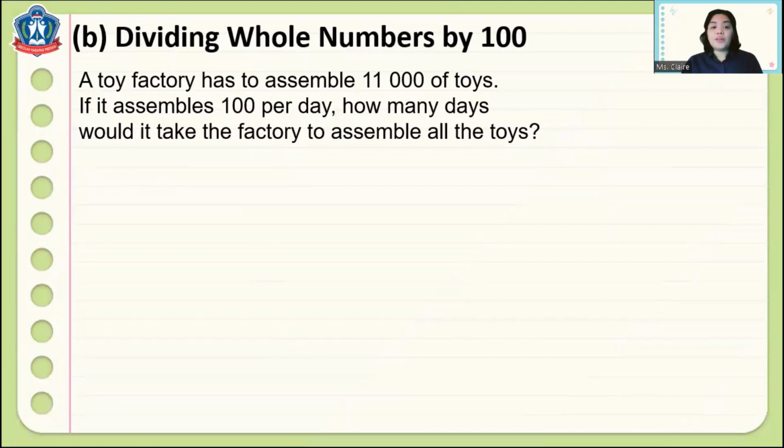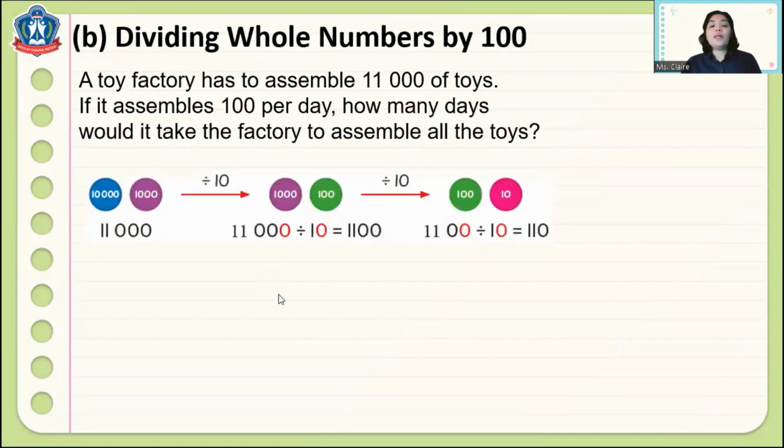A toy factory has to assemble 11,000 toys. If it assembles 100 per day, how many days would it take the factory to assemble all the toys? So we will divide 11,000 by 100.